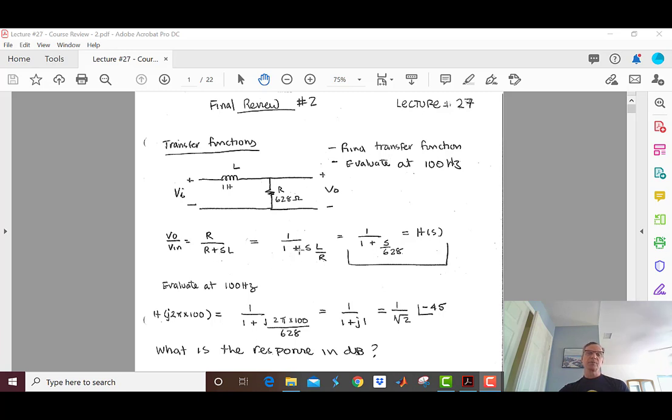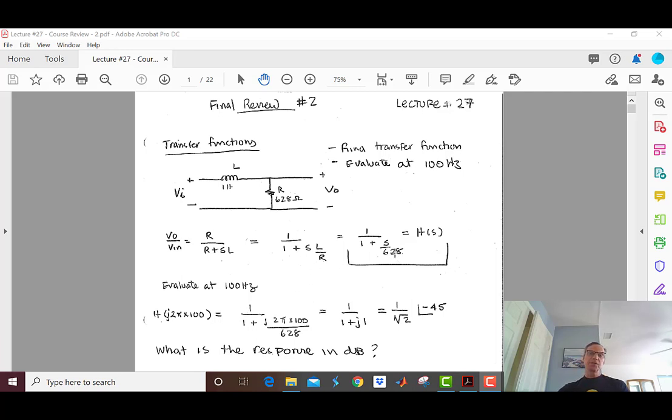So what I have to do is just factor out that R. What I'm going to do is really divide top and bottom by R, and I'm going to get 1 over 1 plus s over 628. 628, you'll recognize in this form, is the pole frequency for this network. So this network obviously has a single pole. And I'm going to evaluate it at 100 Hertz. I picked that carefully because 100 Hertz corresponds to the pole frequency of 628 radians per second, because 2 pi times 100 is 628.